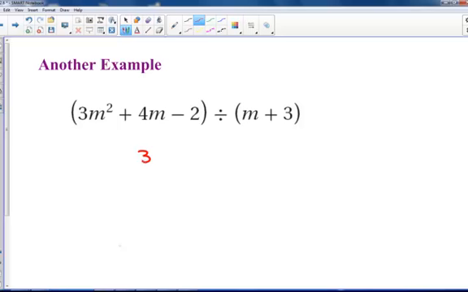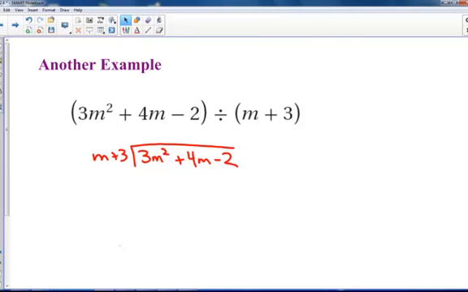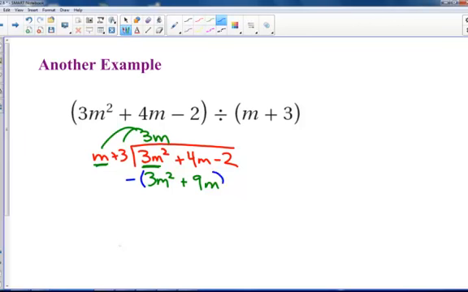So 3m squared plus 4m minus 2 divided by m plus 3. M times what is 3m squared? That would be 3m. When we multiply that out, 3m squared plus 9m. When we subtract, we get negative 5m. Bring down the negative 2.